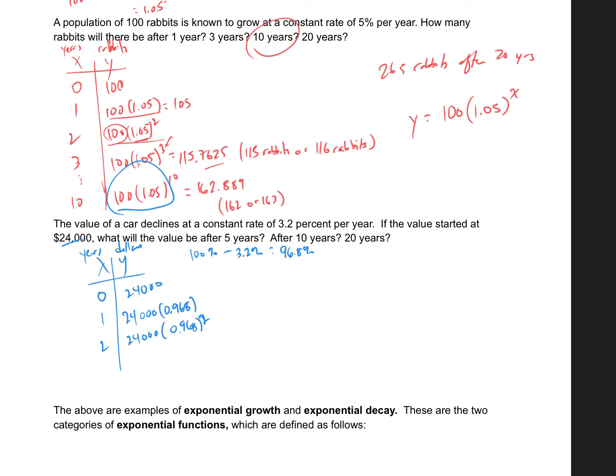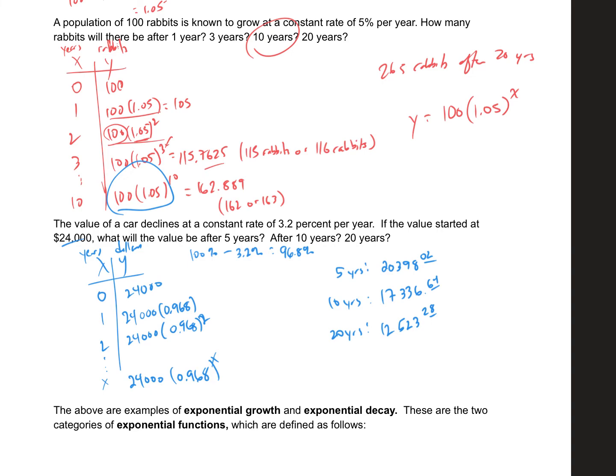And so the relationship I end up getting is the initial amount times 0.968 to the x. And then I could plug in 5, 10, and 20 into that relationship instead of having to go through and do all this multiplication and t-chart stuff. And these are the values that we get.